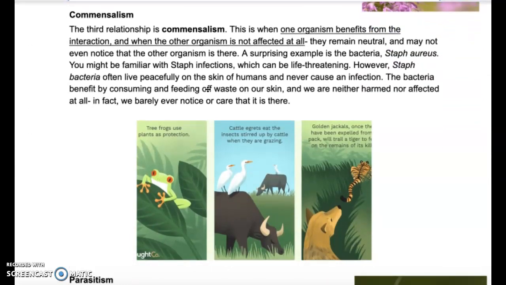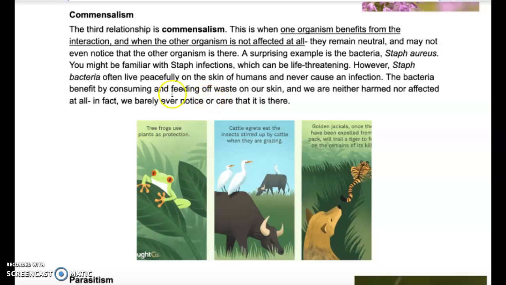All right, commensalism. The third relationship is commensalism. This is when one organism benefits from the interaction and the other organism is not affected at all. They remain neutral and may not even notice that the other organism is there. A surprising example is bacteria. This specific bacteria that we're talking about is Staph aureus. You might be familiar with staph infections if you've ever heard of those before, which can actually be life-threatening. However, staph bacteria, Staph aureus, often live peacefully on the skin of humans and never cause an infection.